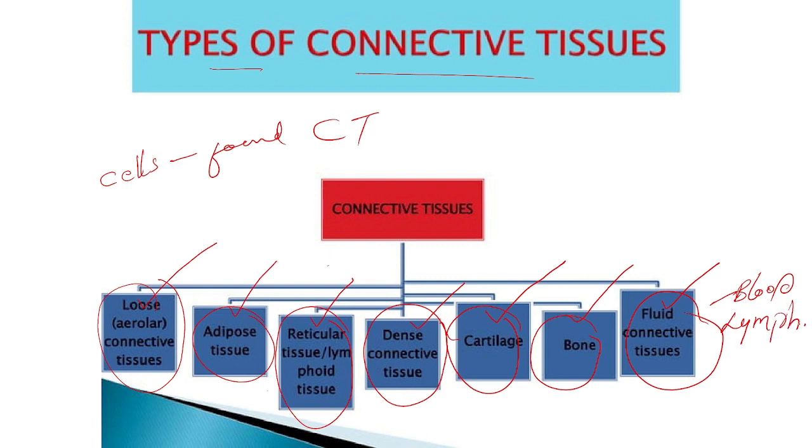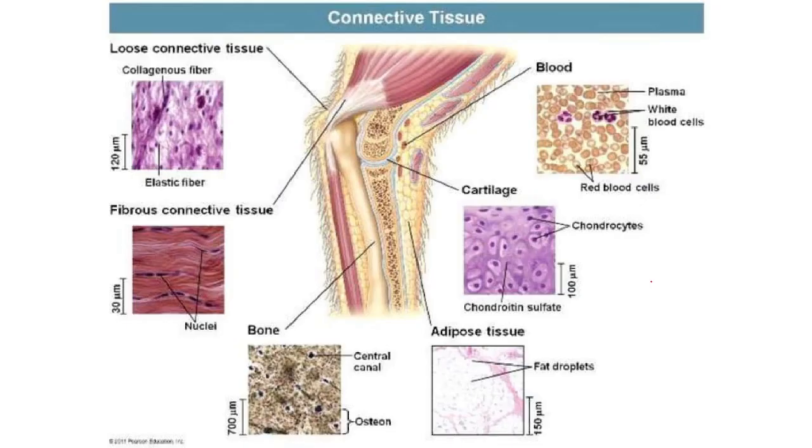Okay, this is a vast topic. I will explain, anyway, don't get tense. I will explain each and every area in detail. Connective tissue means loose connective tissue, adipose tissue, reticular tissue or lymphoid tissue, dense connective tissue, cartilage, bone, fluid connective tissue. One by one, we will study.